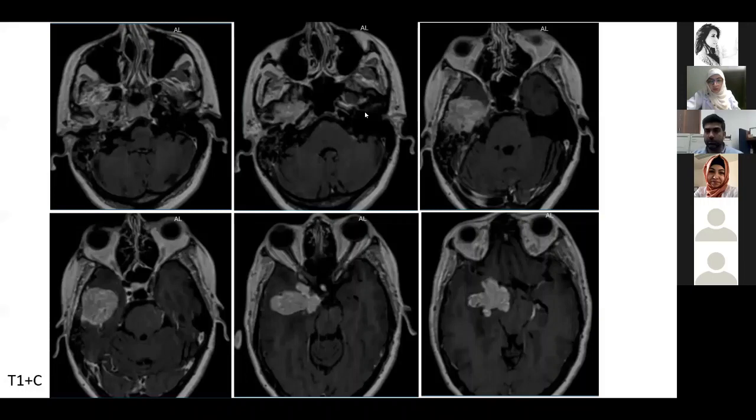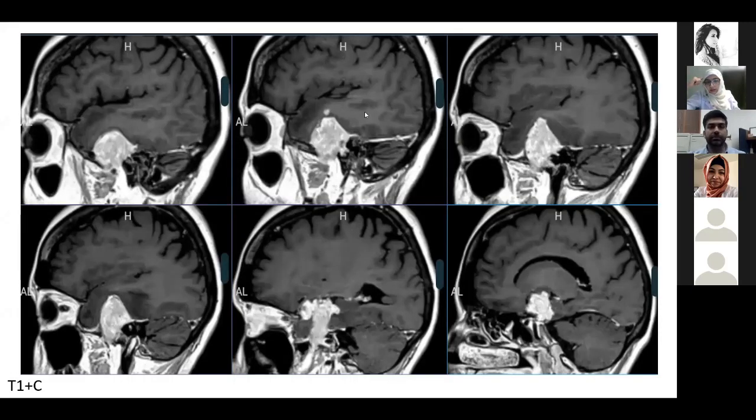So this was a 51-year-old female with KPS 90. She presented in June 2021 with this right middle fossa lesion, which is mainly in the right temporal skull base, and it's extending posteriorly till the tent, and laterally till the convexity, and medially till the cavernous sinus, and even in the prepontine and suprasellar cistern.